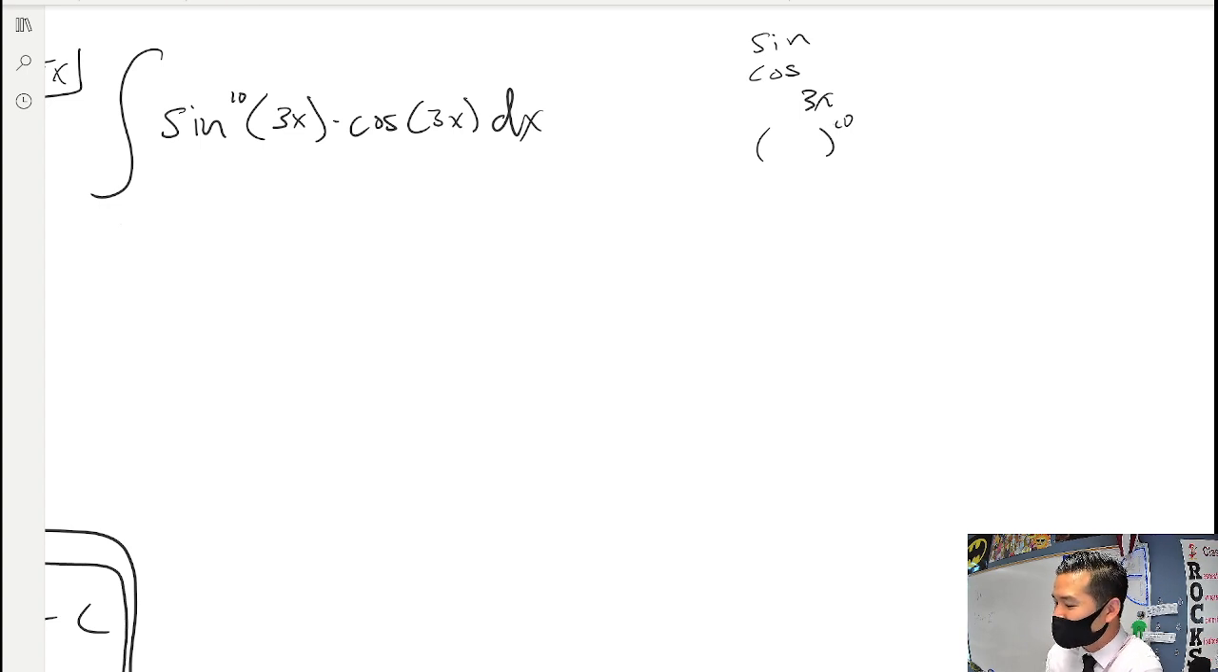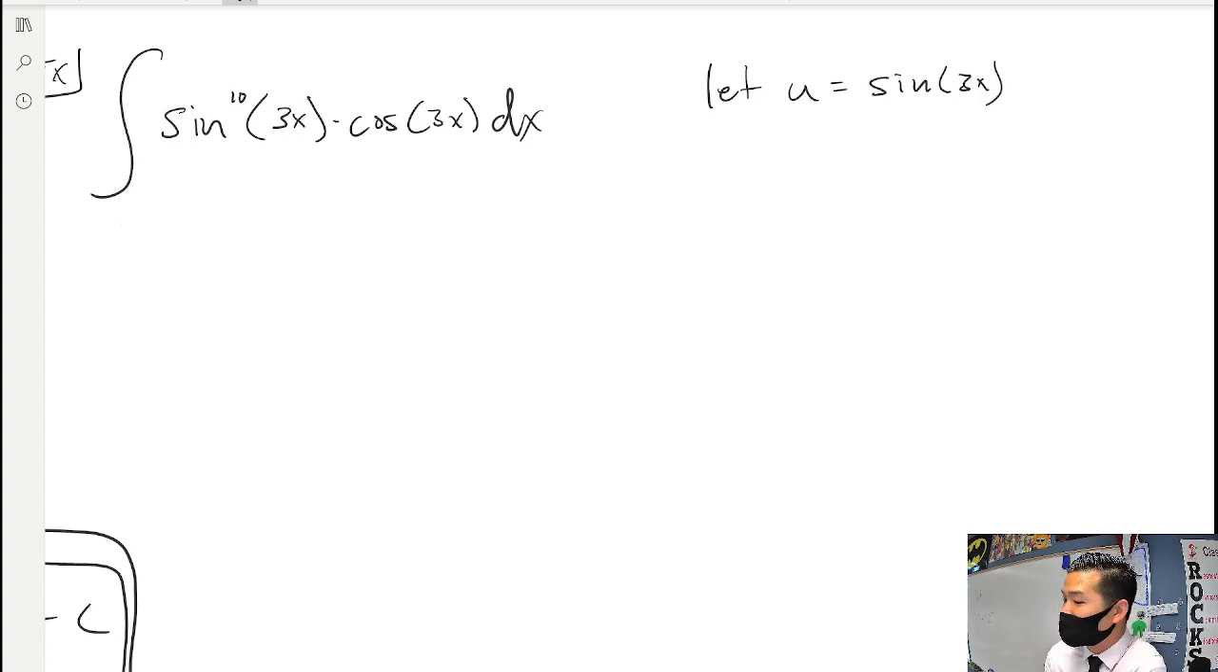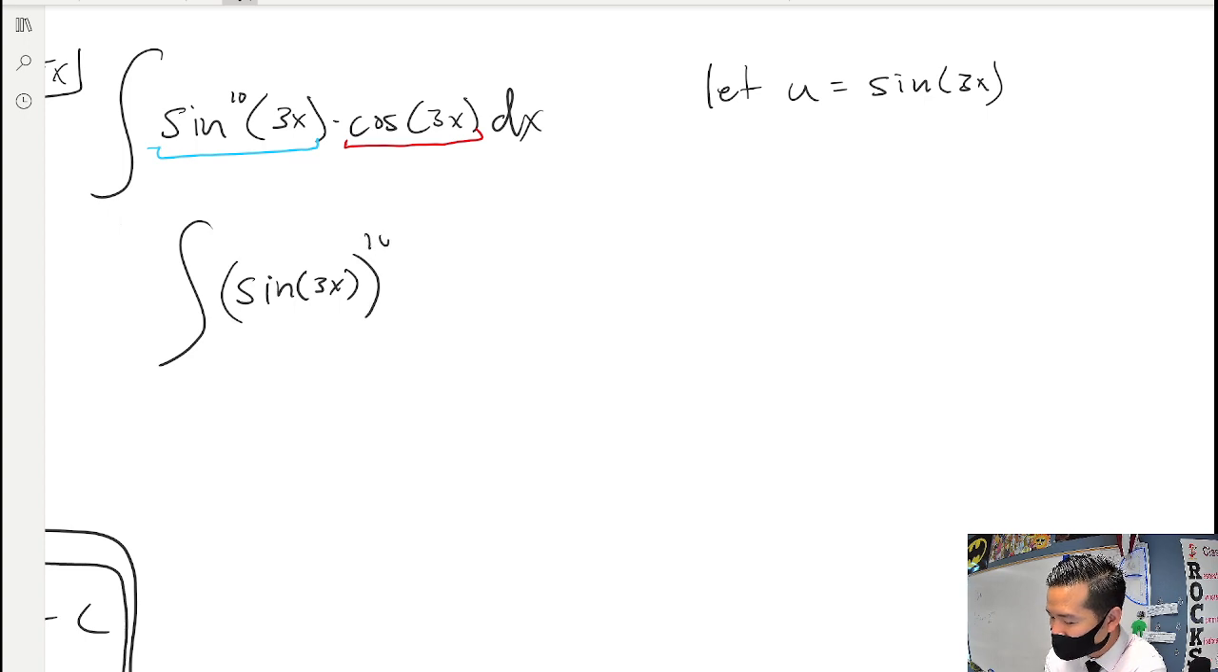How do you figure out what you should let u equal? I set u equal to sine 3x because it's the derivative of cosine. I would agree with that one. Look at it closely. What do you notice? We've got cosine and we've got sine. If you're having trouble seeing this, what helps me is that I hate powers written like this on a trig value. I prefer to write it out like this: sine of 3x to the 10th times cosine of 3x.